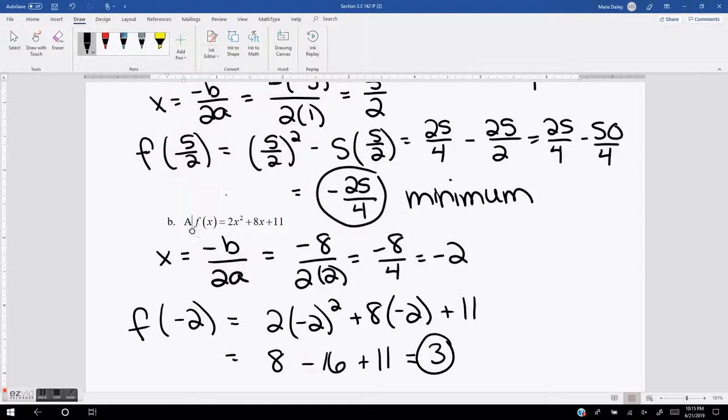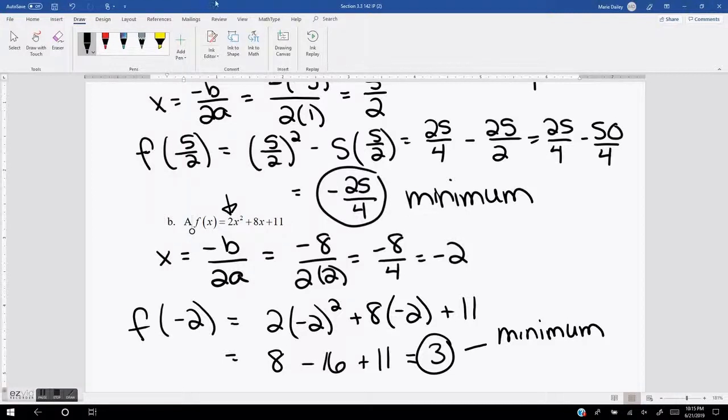Again, since that coefficient of x squared is positive, this is in fact going to be a minimum, because a is positive, which means that the graph opens upwards, right? Which means the graph is smiling at you. So it's going to be a minimum.